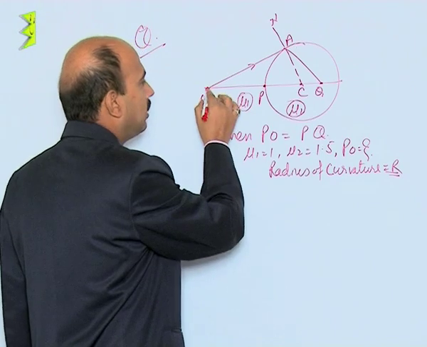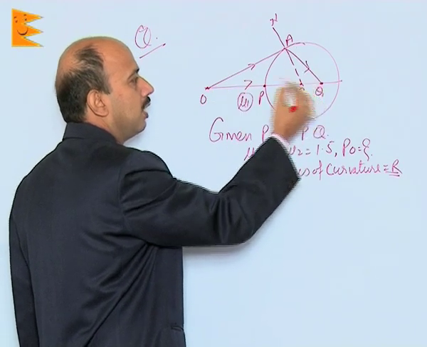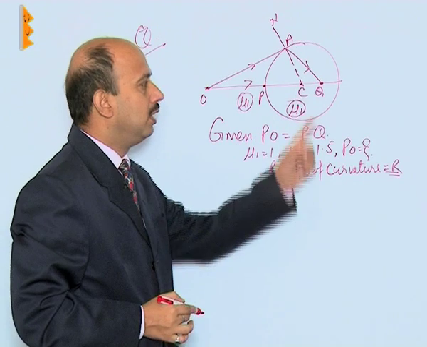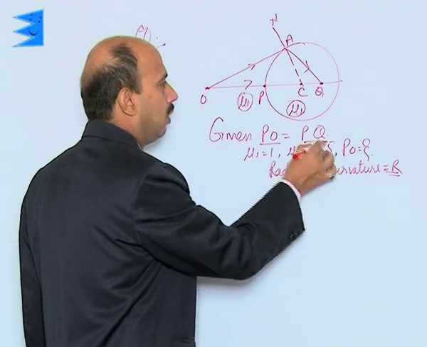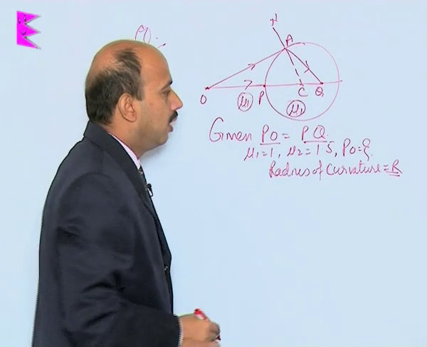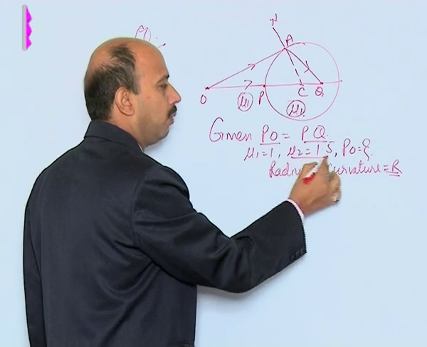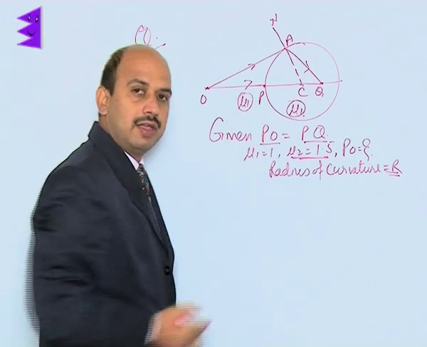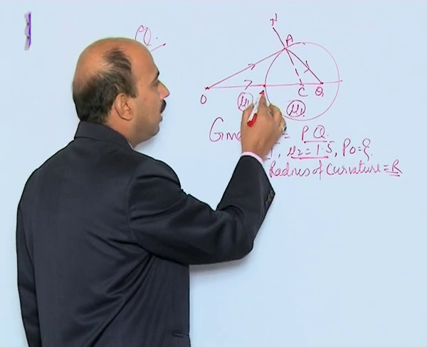Now, when the object is here, the two incident rays are taken here, and they are meeting at the point Q. So, the real image is obtained at the point Q. In the question you are given PO is equal to PQ, it means these two distances are equal. The refractive index of the spherical surface is 1.5 and the surrounding is air only, so the refractive index is 1. Now, we have to calculate PO.